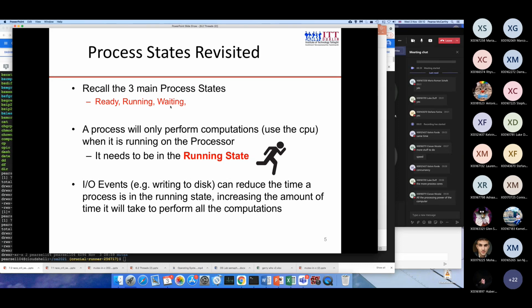It might be keyboard entry. It could be that you're writing out to a file. Here's a question for you. If I've got a process and it's doing some number crunching and then it has to write out to a hard disk or an SSD, why does my process go into the waiting state while it's writing to that SSD or hard disk? Why does it go into that state? I'm not waiting for any keyboard entry or anything like that. Why doesn't it just stay in the running state?